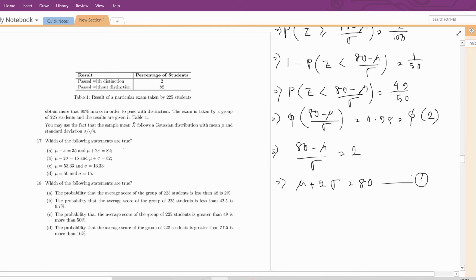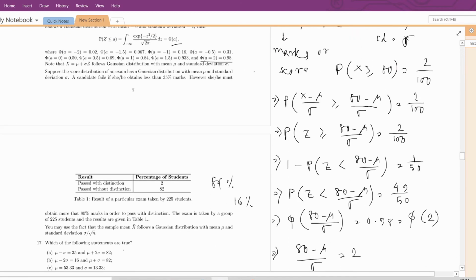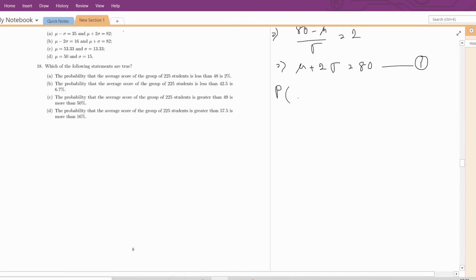This is one relation. Now here it is shown that 2 plus 82, 84% students passed. So how many students failed? 16% students have failed. And here we know that a candidate fails if he or she obtains less than 35% marks. So we can write that probability of x less than 35 is 16 by 100. So similarly we can do here probability of (x minus mu) by sigma less than (35 minus mu) by sigma is equal to 16 by 100.